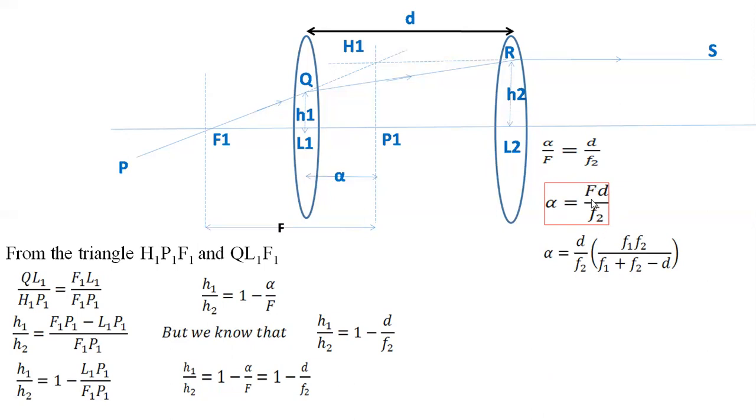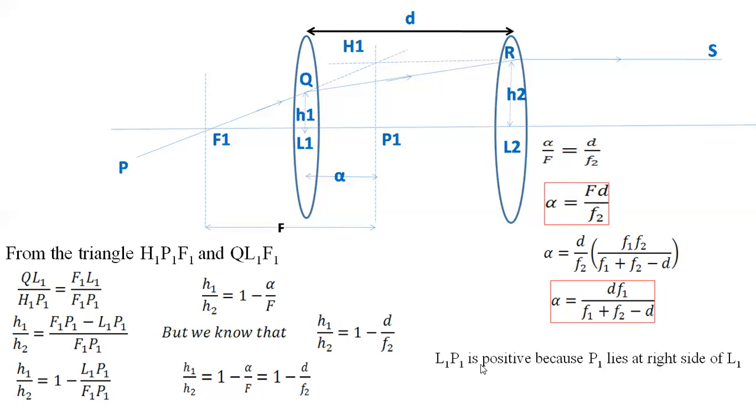Now, substitute the value of the equivalent focal length of the two lenses, L1 and L2, which have focal lengths F1 and F2 respectively and are separated by distance d. Therefore, substitute the value, that is d by F2 into capital F, which is F1 F2 divided by F1 plus F2 minus t. Here F2 gets cancelled. That's why we get alpha is equal to d F1 divided by F1 plus F2 minus t.